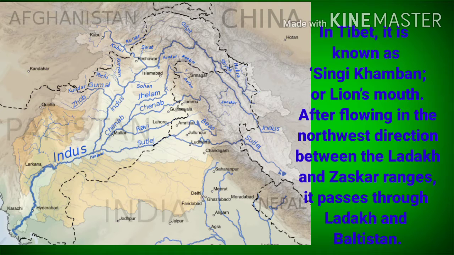After flowing in the northwest direction between the Ladakh and Zanskar ranges, it passes through Ladakh and Baltistan. It cuts across the Ladakh range, forming a spectacular gorge near Gilgit in Jammu and Kashmir. The other important tributaries joining the right bank of the Indus are the Kurram, the Tochi, the Gomal, the Viboa and the Sangar. They all originate in the Sulaiman range.